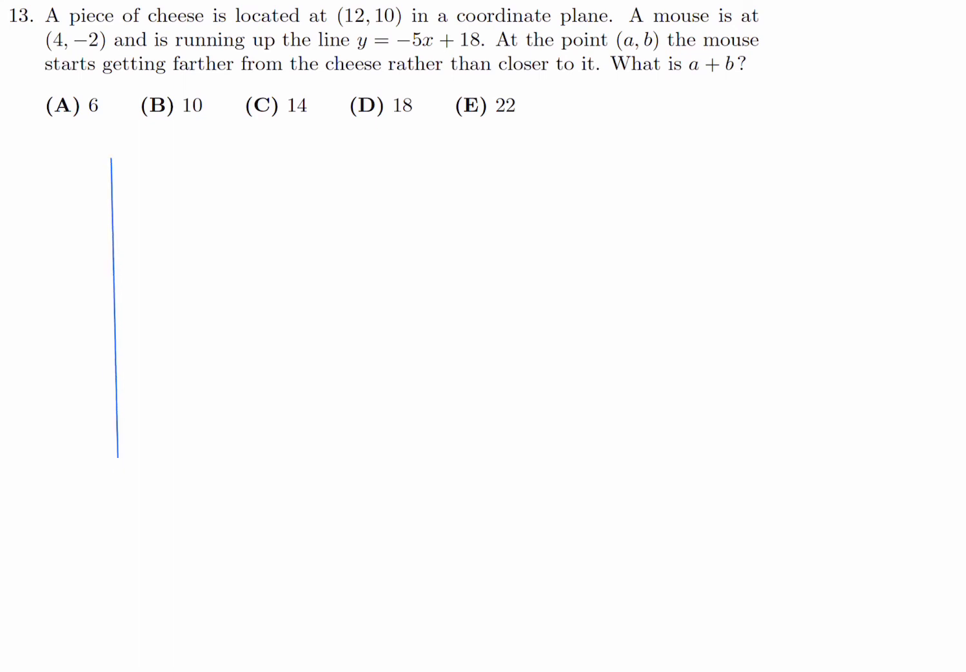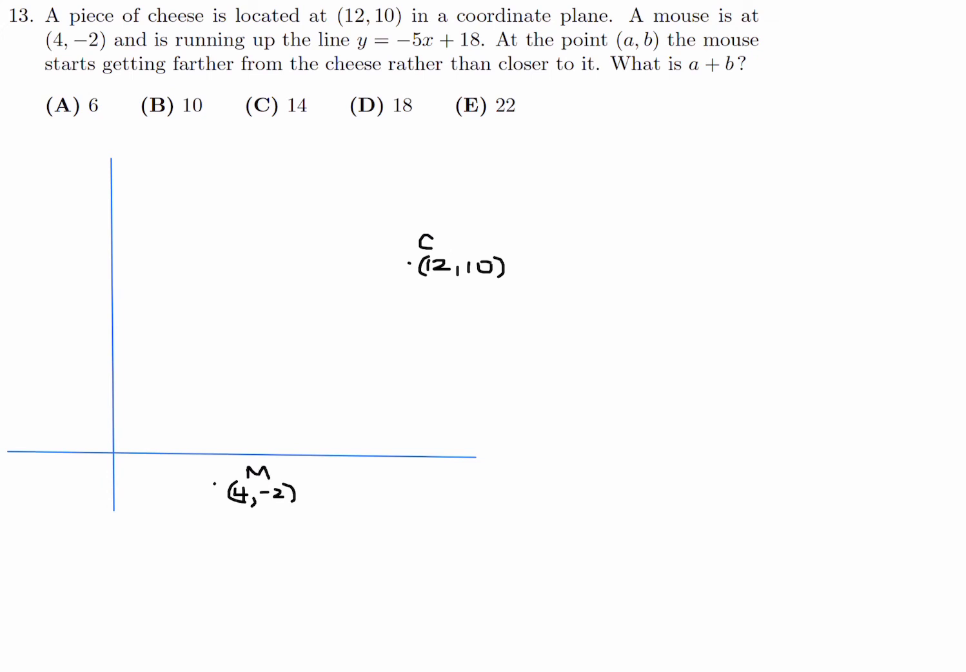So let's put this on a coordinate plane and try to understand what's happening. So first and foremost, let's label the point (12, 10). So approximately, say somewhere here, (12, 10). And that is where we have the cheese. So C for cheese. And then the mouse is at (4, -2). So approximately here. (4, -2). And that is where the mouse is.